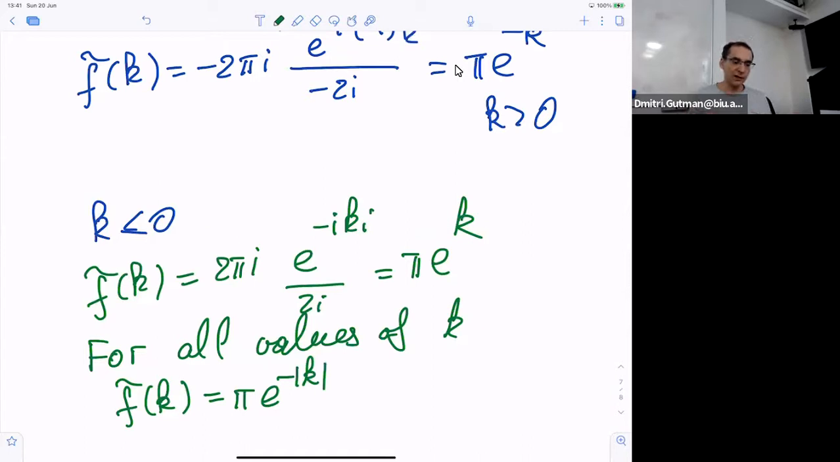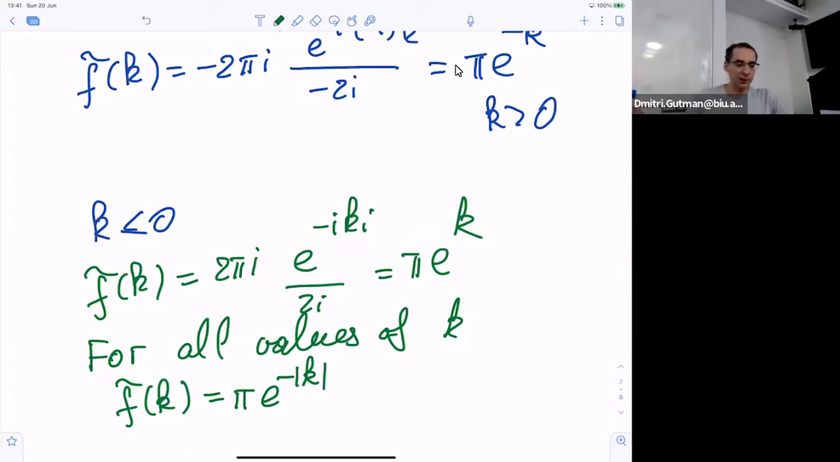both positive and negative. So when k is negative, I end up with exponent of k, which is a negative number, and when k is positive, I end up with exponent of minus k, which is also a negative number. So I always end up having a negative number in the exponent. So what I just computed is a Fourier transform of a Lorentzian.